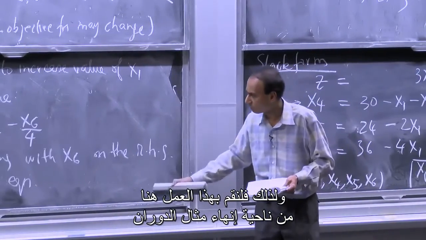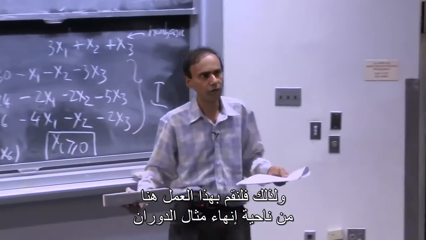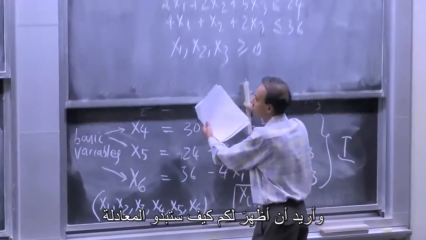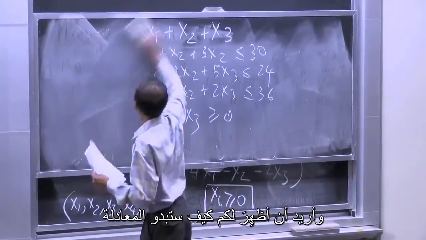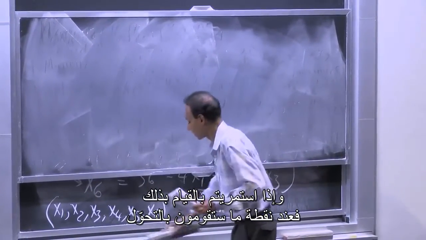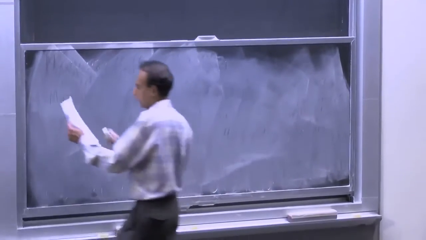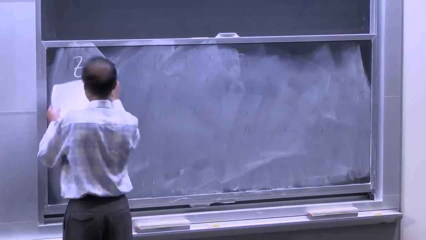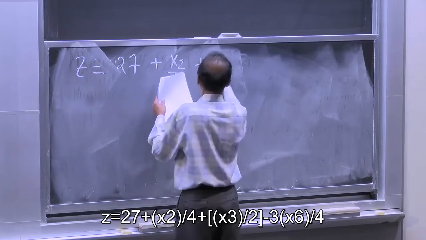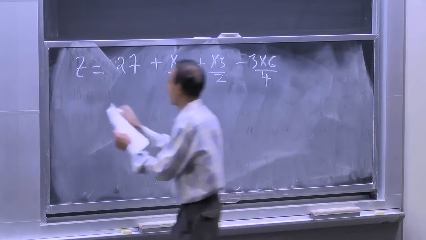And so let's just go through this last thing here in terms of finishing off the pivot exercise. And I want to show you what the equations look like. And if you just keep doing that, at some point, you'll converge, right? And so what happens here is you have z equals 27 plus x2 divided by 4 plus x3 divided by 2 minus 3x6 divided by 4.